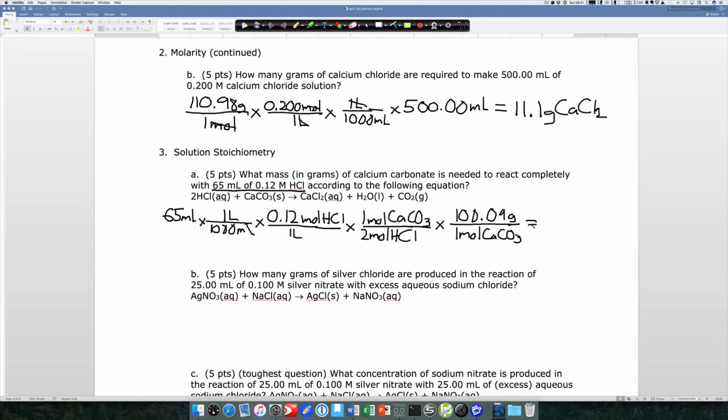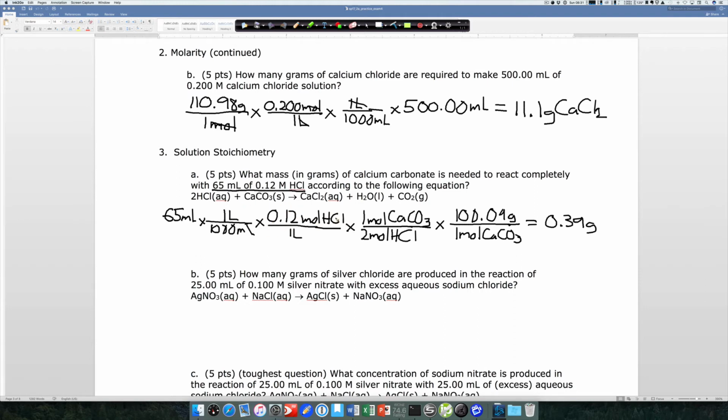And the result that I get with 2 sig figs this time is 0.39 grams of calcium carbonate. So if I use 65 milliliters at this concentration of HCl, how many grams exactly are required to completely neutralize this amount of HCl? Well, it turns out 0.39 grams of calcium carbonate. That's what we just calculated here. Okay, so that is stoichiometry. It's called solution stoichiometry because we had a molar concentration to start with.